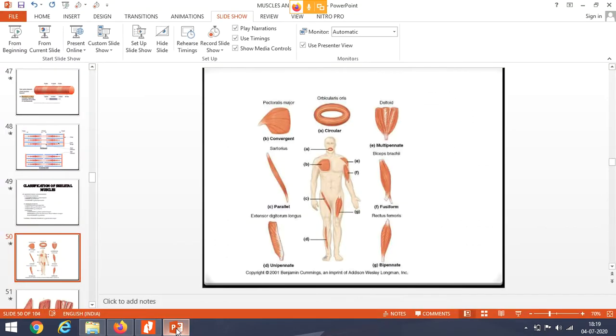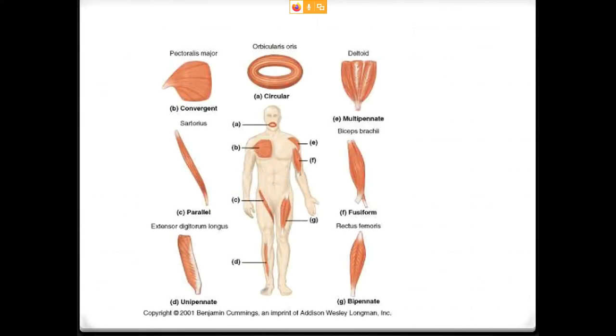Then coming to the arrangement: parallel, oblique, and strap-like. Let us see one by one. The muscles which are circular, for example, orbicularis oris and the orbicularis oculi, which is surrounding the eye. Then the convergent, some muscles converge at the ending or insertion point. And here you can identify the multipennate muscle. They are arising from different areas. Okay, strap-like muscles, parallel muscles. So these are all the different muscles you are going to identify one by one.